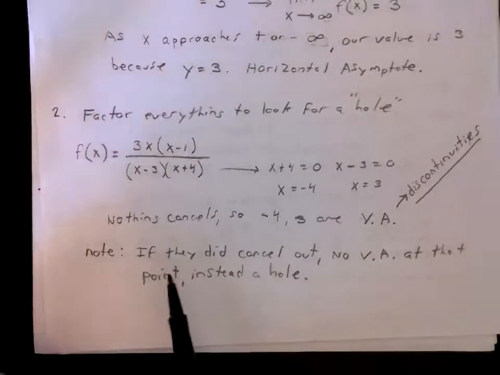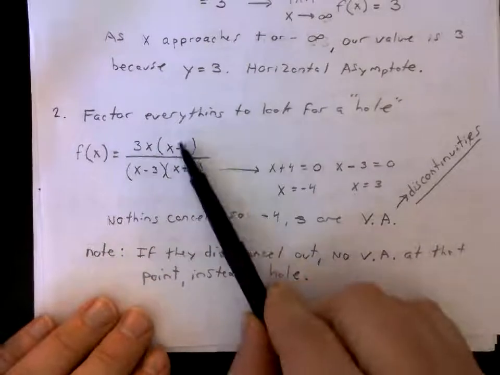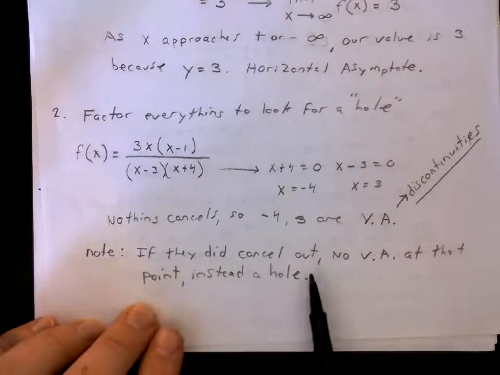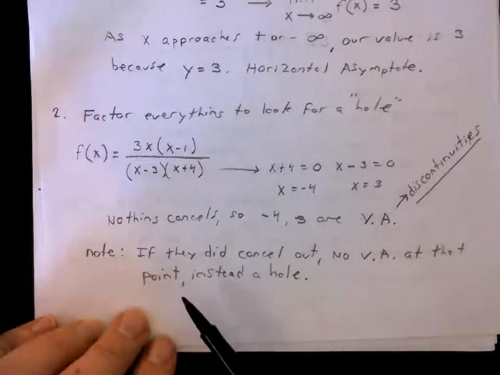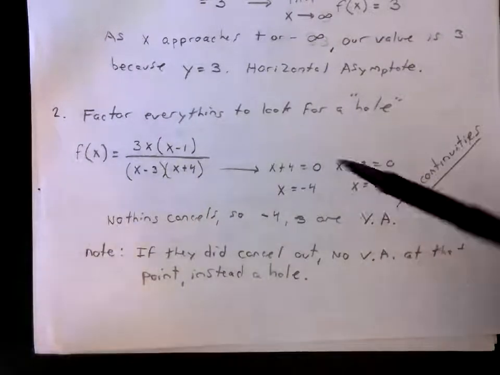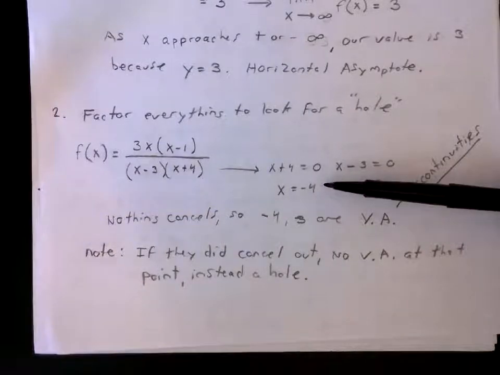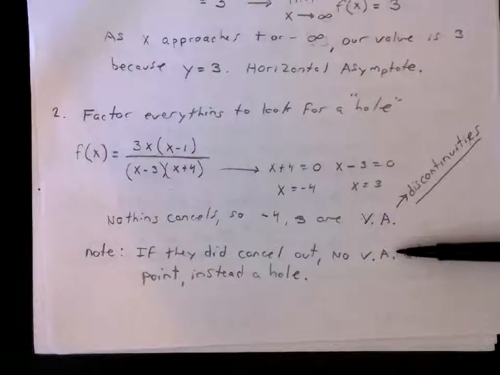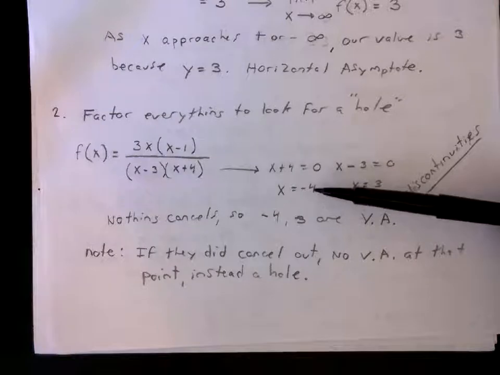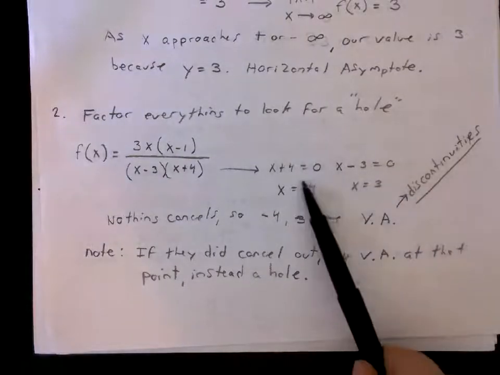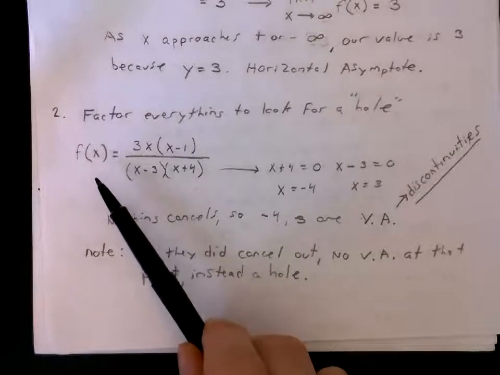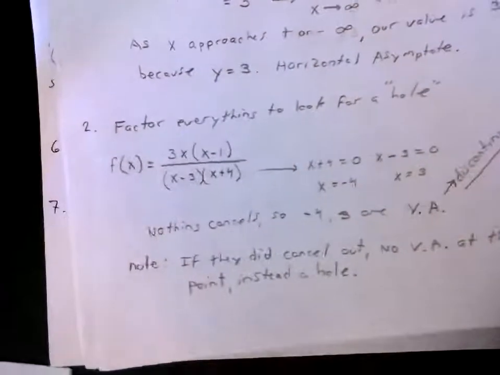So for example, if you had a hole, let's say that these crossed out. That means that if they cross out, there will be no vertical asymptote at that point. Instead, it'd be a hole. So maybe that -4 would cross out. Well, if that was a hole, there actually would not be a vertical asymptote there. It would be a hole instead. And what you would do to get that hole is put this value back into your function, and that would give you a y. We'll practice some of those.